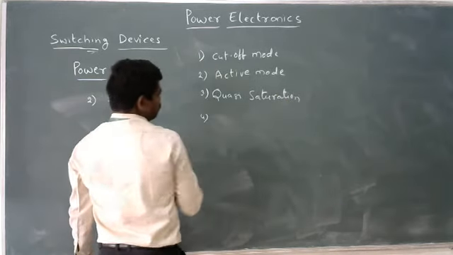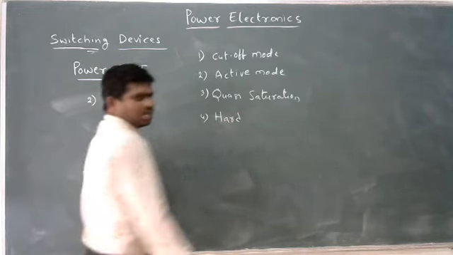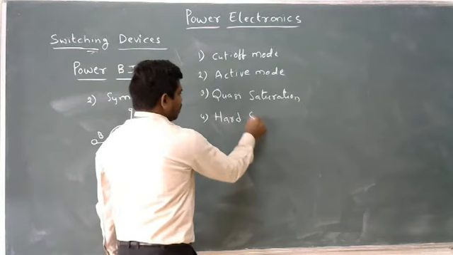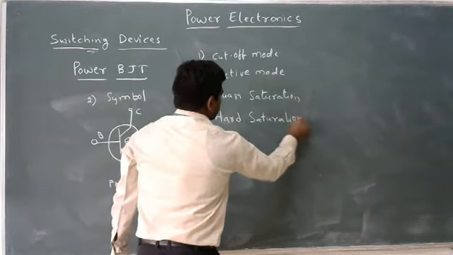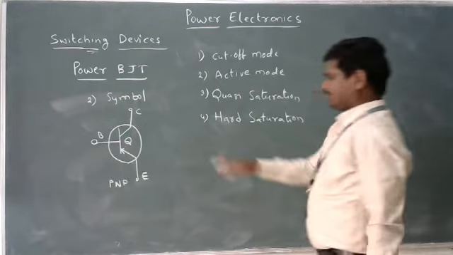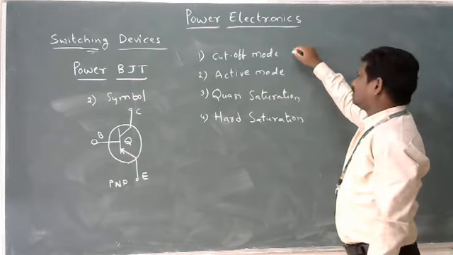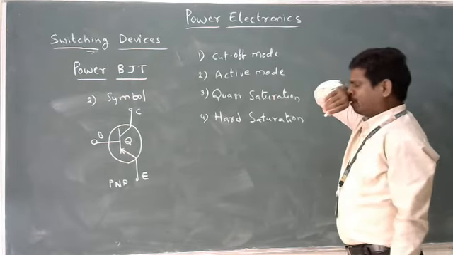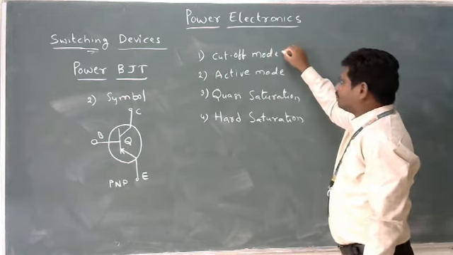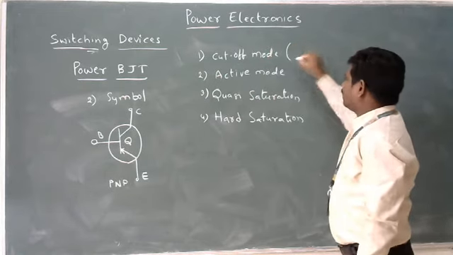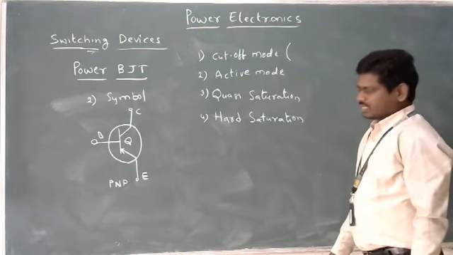And the fourth one is hard saturation mode. Okay, so we'll see them in the characteristics also. First of all, we will see the details of the working of the power BJT in a particular mode. This mode comes into picture when both the emitter to collector junction and base to emitter junction.